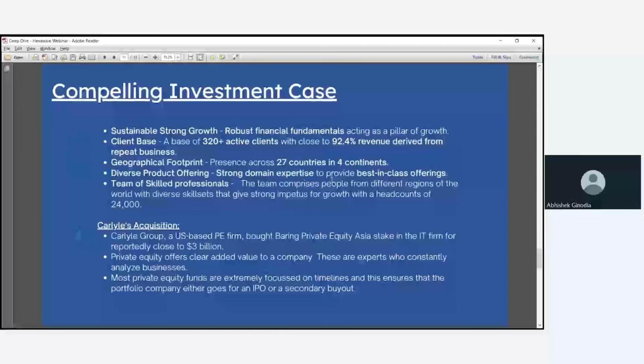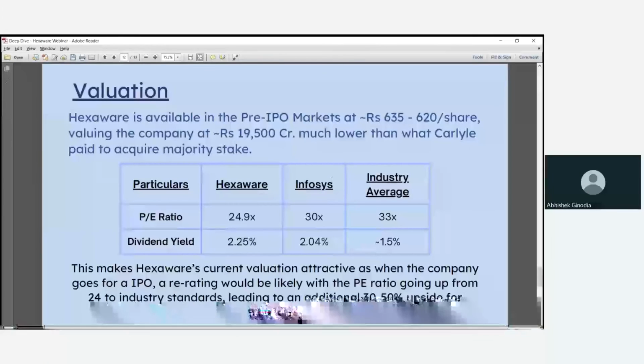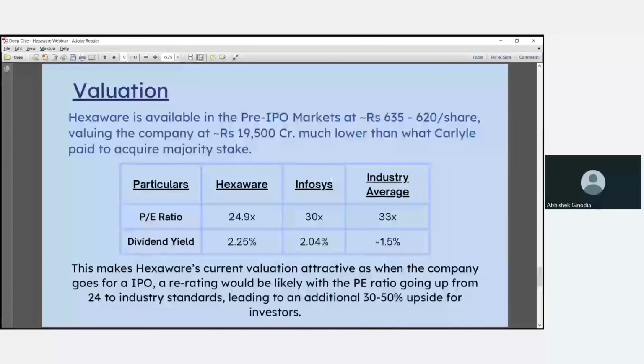Coming next to its valuation, like we discussed, Hexaware is right now available in the pre-IPO space at a valuation of close to 635 rupees per share, which roughly values the company at a 19,000 crore market cap. This is lower than what Carlyle had paid. Carlyle paid close to 23,000 crores in terms of market cap, whereas even right now, 2 years later, we are getting it at 19,000 crores, which seems to be a very fair valuation for Hexaware.